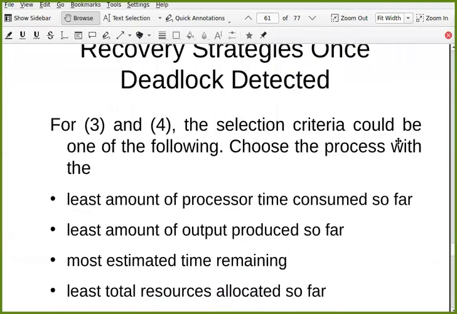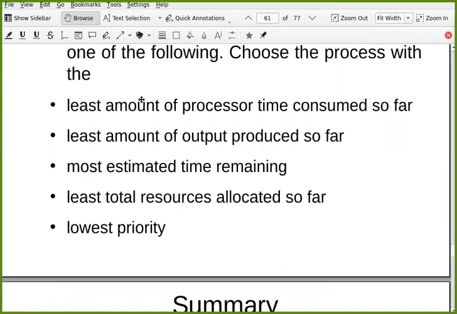So for 3 and 4, the selection criteria could be any one of the following, or it can be a combination. So what can be the criteria? Maybe the least amount of processor time consumed so far. It means the process which has executed for a very small amount of time. It means it has just started maybe. So in that case, you just abort that process, so there is a very small amount of housekeeping job to be done. Or least amount of output produced so far. It means this process has not interacted much with the user and has not produced much output.